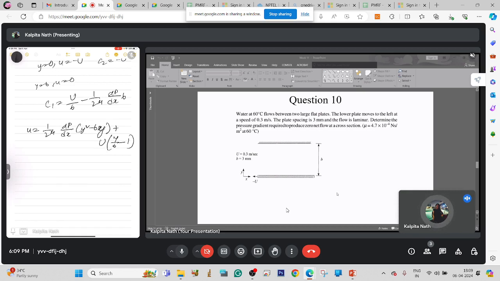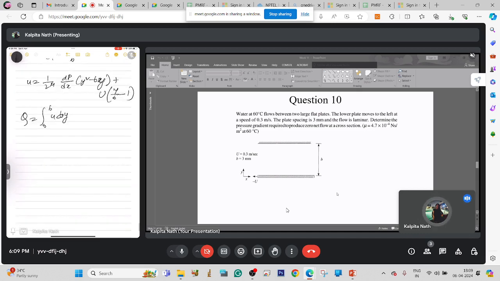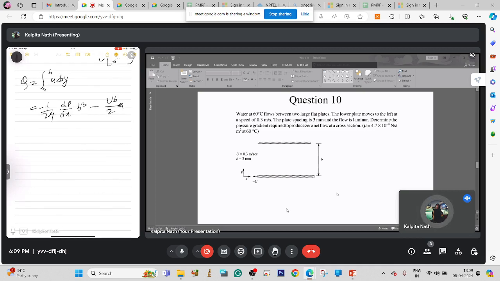So from here we can get Q is equal to integration 0 to b u dy. If we integrate it, we'll simply get minus 1 upon 2 mu dp/dx b cube minus Ub by 2. So for the volumetric flow rate, if we put 0 and the viscosity is given, we'll get dp/dx equal to minus 6 U mu by b square. So this will be minus 94 Newton per meter square meter.